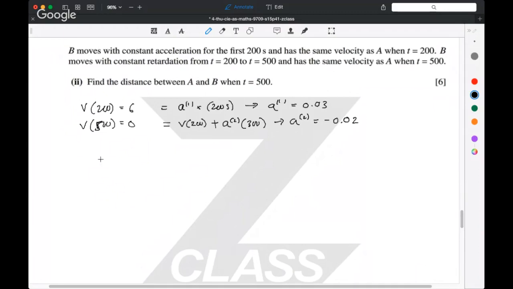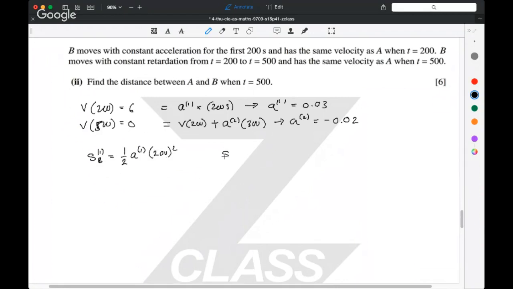Okay, so we know these two facts, and we know everything about B's motion. So let's work out the distance traveled by B. Let's say just in the first bit, it starts with an initial velocity of 0. So all of the distance traveled is 1/2 a1 times t squared.